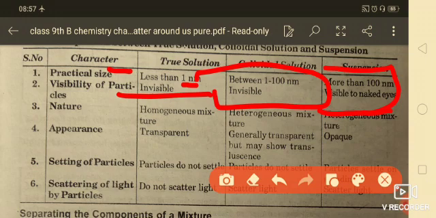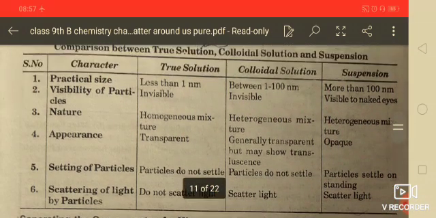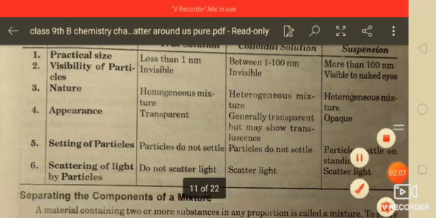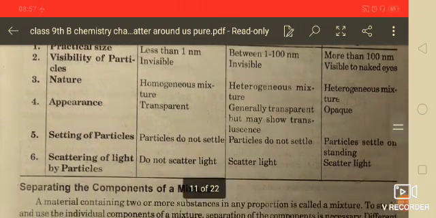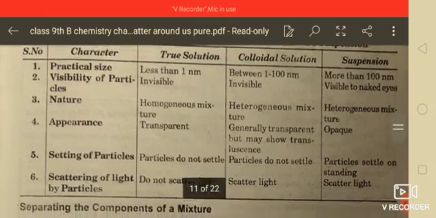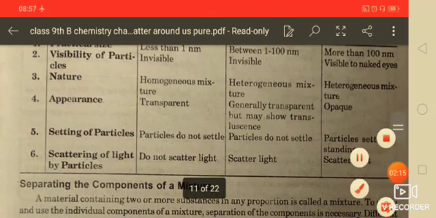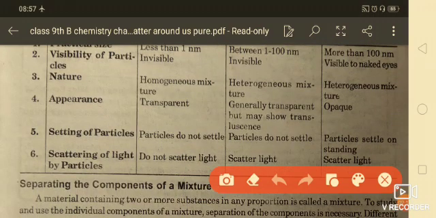And nature: true solutions are homogeneous, and both of these are heterogeneous. Now settling of particles: particles don't settle down in a true solution, and in the case of a colloidal solution the particles also don't settle, but in this case, the suspension, particles settle on standing.